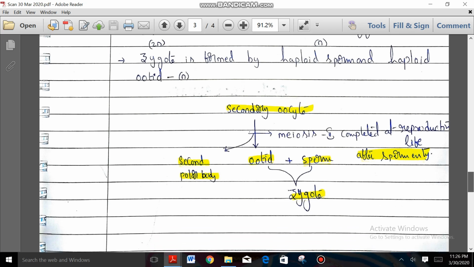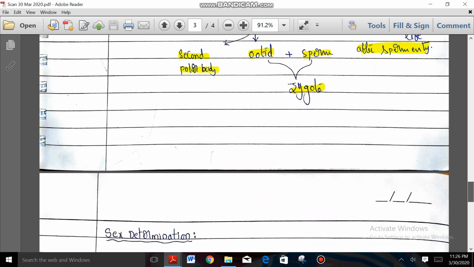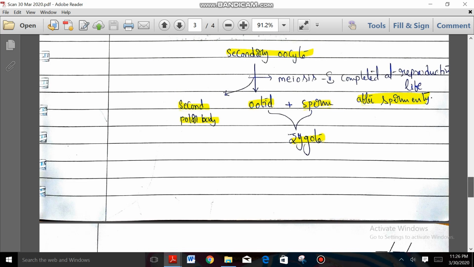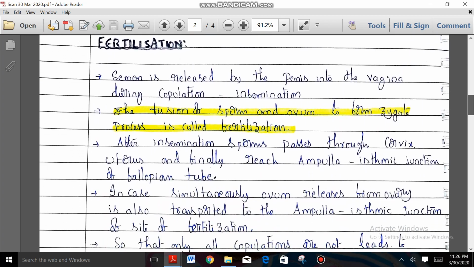Alright? Okay. So what is the chromosome number? 2n is 46. What is haploid? 23 and 23. Right. So this is about fertilization and the different events of fertilization. So once again, we can revise the topic of fertilization. What is meant by fertilization? The fusion of sperm and ovum to form a zygote is called fertilization.